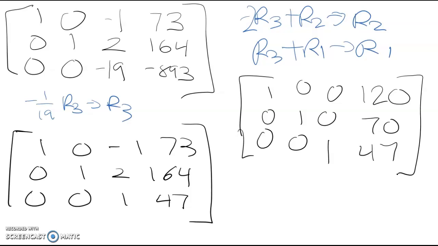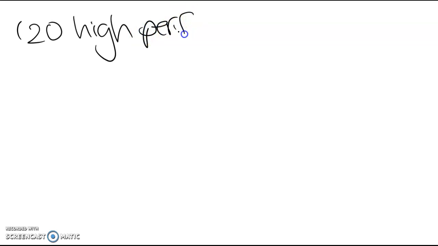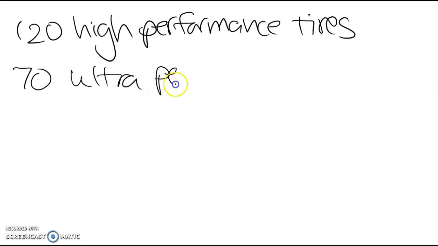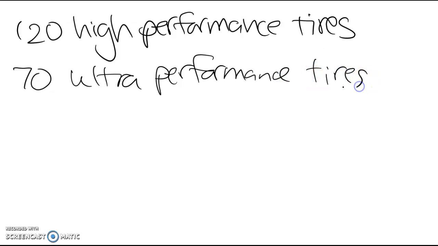Okay, so for my very final answer, in terms of writing it down, I have 120 high performance tires, and then I had 70 ultra performance tires, and then last but not least, those 47 extreme performance tires.